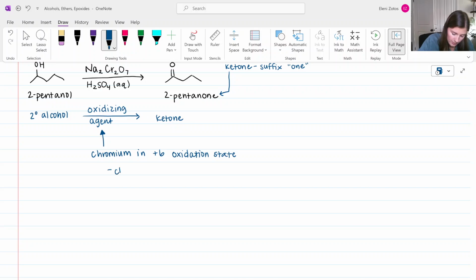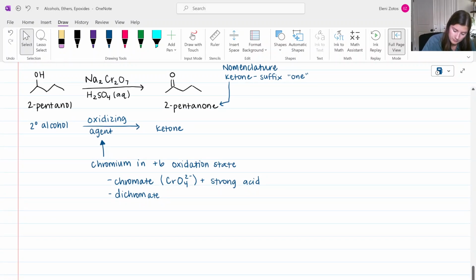One is chromate, which is CrO4 2-, plus a strong acid. We can have dichromate, which is what I showed above in the reaction with 2-pentanol, plus a strong acid.